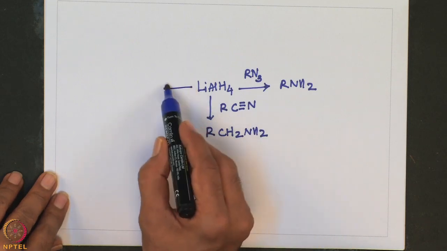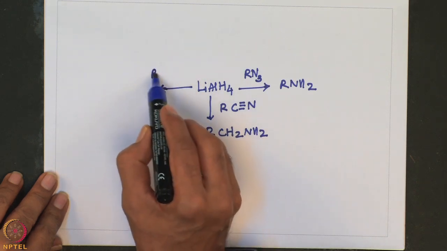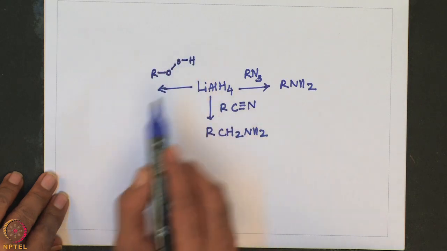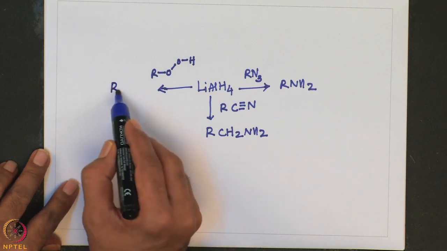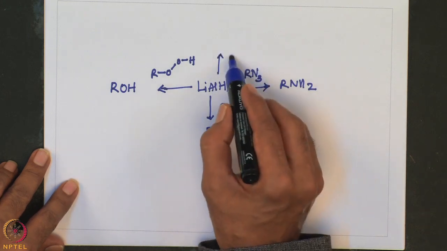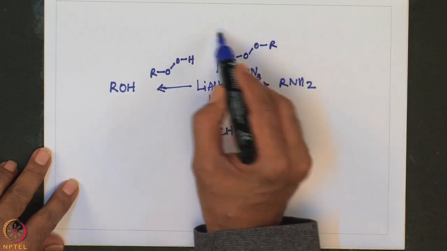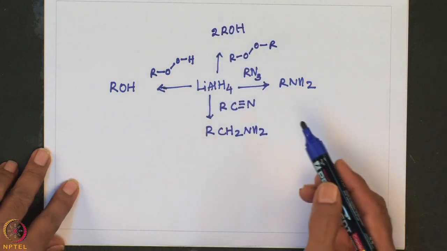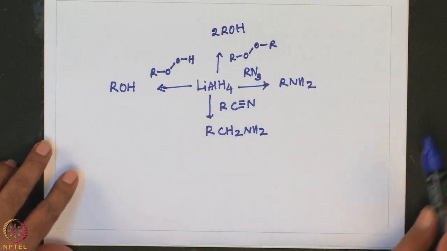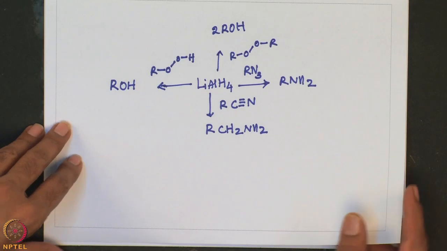If it is treated with a hydroperoxide, it gives an alcohol. If you treat with a peroxide, this is hydroperoxide and this is peroxide, it will give again an alcohol. So these are a few reactions, and you can see how effectively one can use it for a variety of organic transformations. And of course, one can also do reactions such as these.